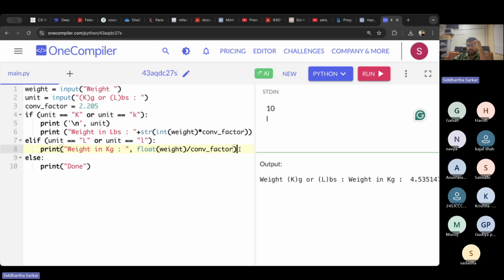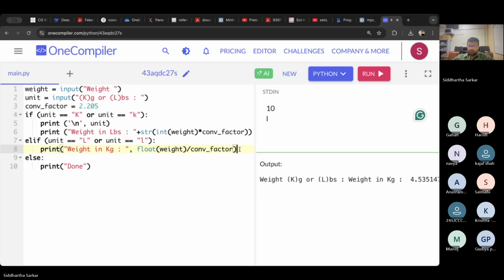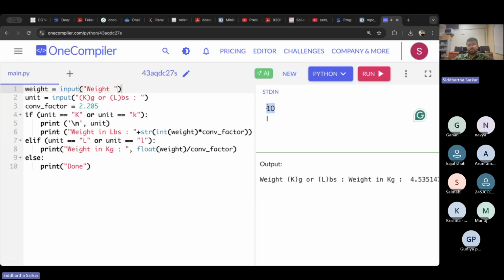Is there anything else? Anybody, any issues they have faced? Yeah, weight was string. That's correct. So weight was not an integer. It was a string, as Khan has pointed out. Integer can be divided by float. So when we take weight, I was giving 10, it was processed as a string. That's why you have to make it float, and float is better because the weight could be non-integer also.